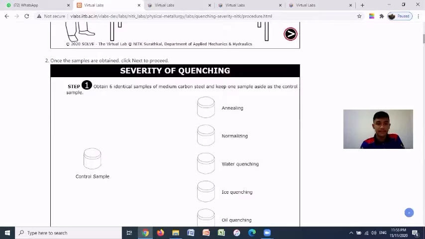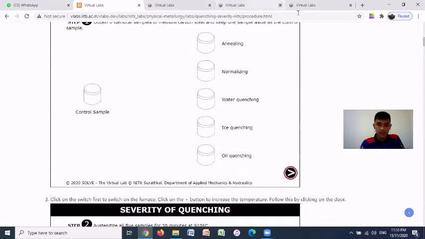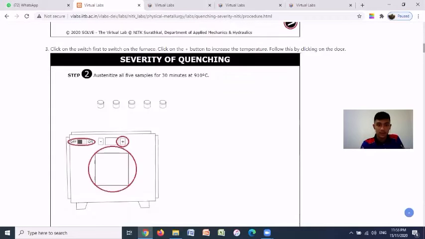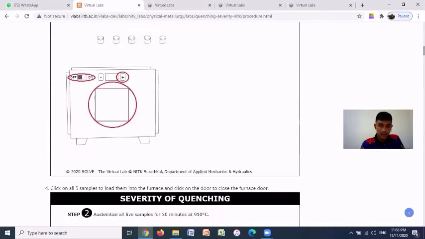Dia ada 6 identical sample. Contohnya, annealing, normalizing, water quenching, ice quenching, oil quenching. Alright. And then proceed to this. Then just click next to proceed.